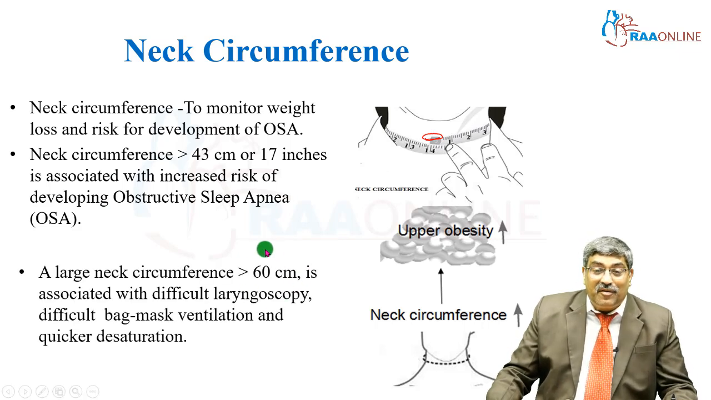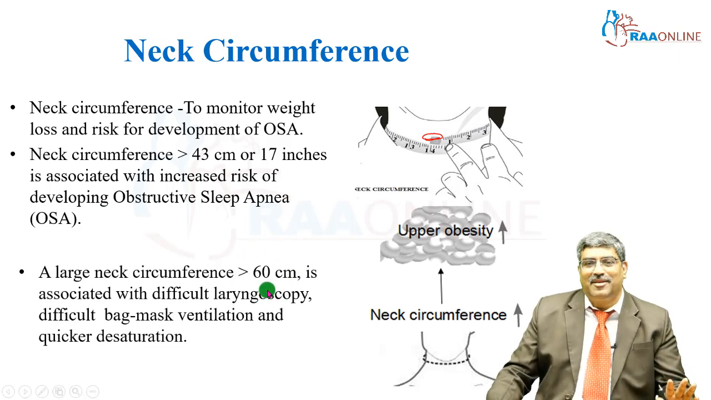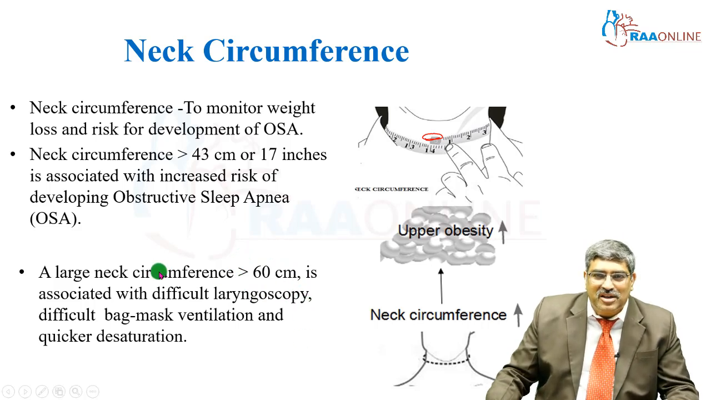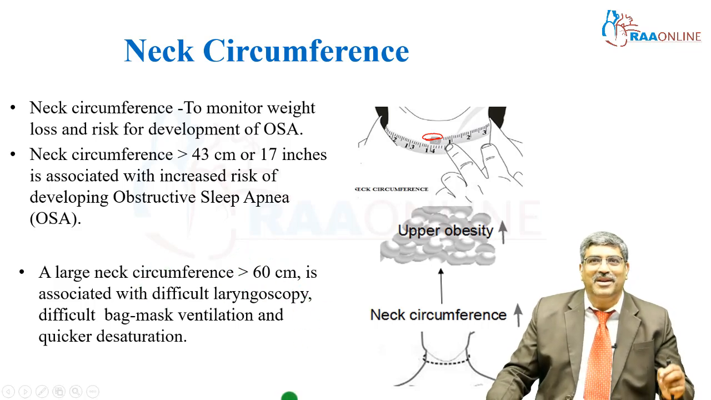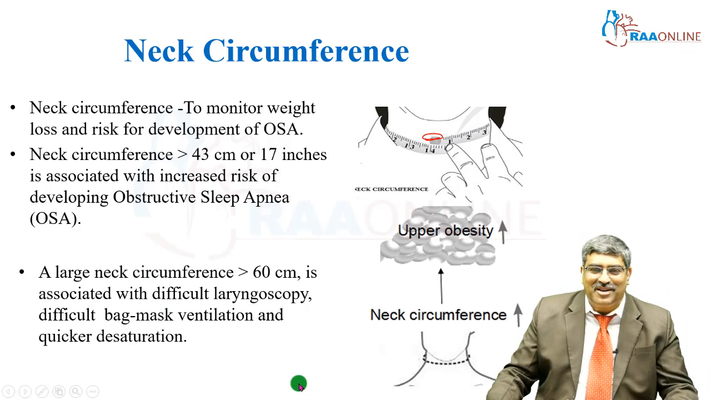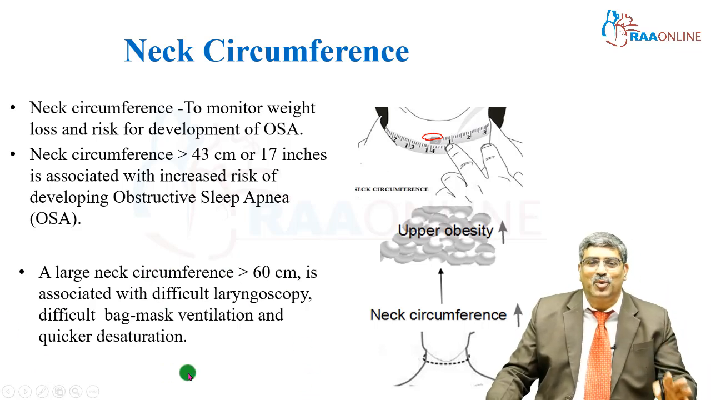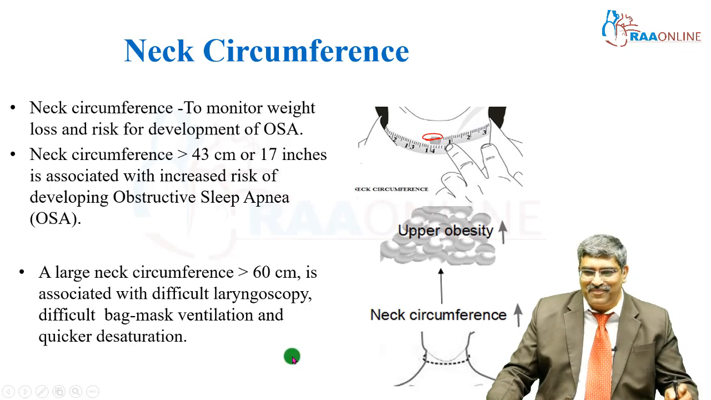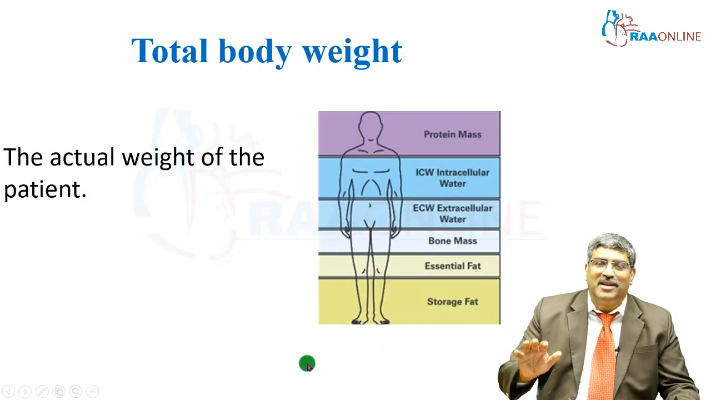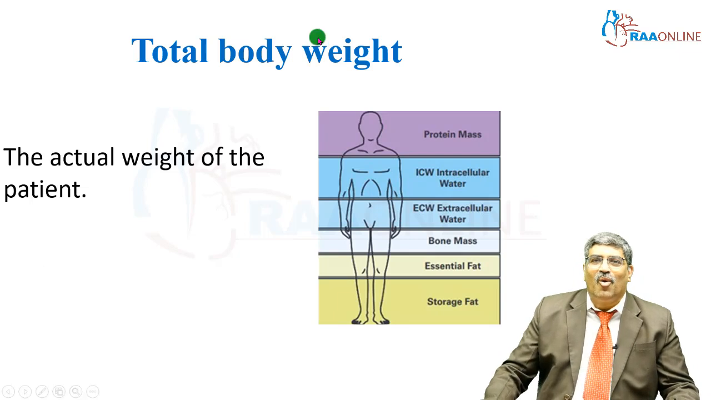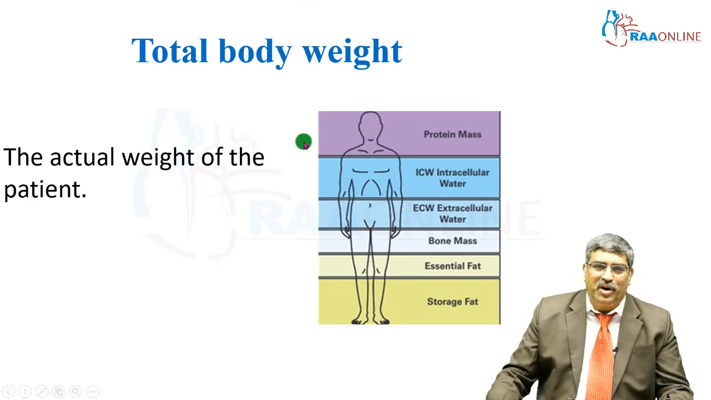If the neck circumference is greater than 60 centimeters, it is associated with difficult laryngoscopy, difficult bag mask ventilation, and more importantly, quicker desaturation. Coming to a few other definitions, what is total body weight?